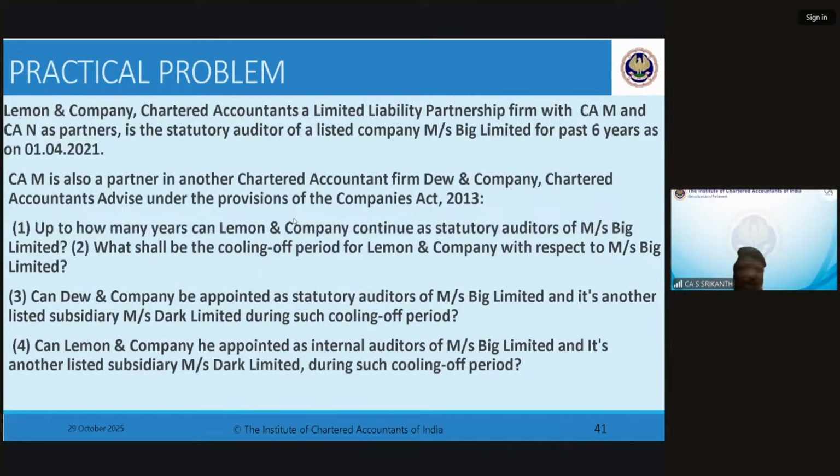So we will fix the fee. We'll take up internal audit. Nothing unethical about it, boss. It's a different role.